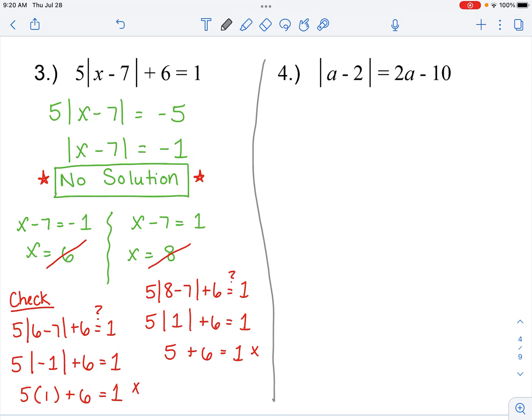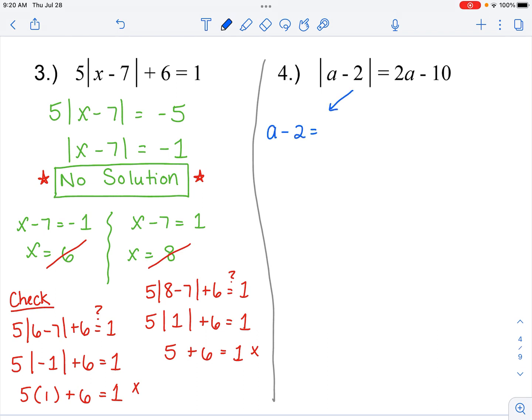Now let's take a look at problem number 4. Problem number 4, we're back to having the absolute value already isolated, but now we have something different. We have a variable on the right-hand side. So this is still going to be treated in the same way, but this is where we're more likely to get some solutions that work and some that don't. All right, so I'm ready to break into cases right away.